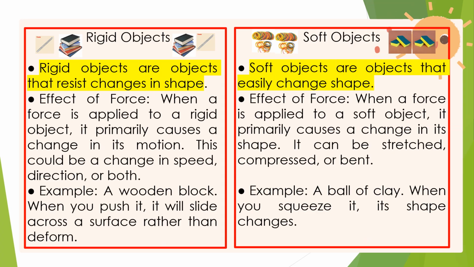Rigid objects resist changes in shape and respond to applied force by altering their motion, such as changing speed or direction, as seen when a wooden block slides across a surface when pushed. In contrast, soft objects easily deform under force, undergoing changes in shape like stretching, compressing, or bending, exemplified by a ball of clay that reshapes when squeezed.